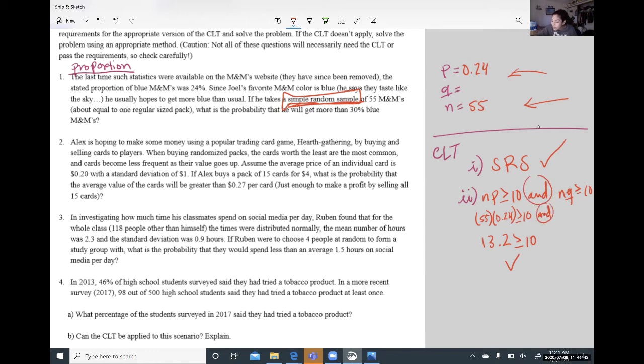And so now Q, we can calculate Q. Q is always 1 minus P, so it'll be the complement of P, which is 0.76. So 55 times 0.76 is equal to 41.8, which is greater than or equal to 10. So then the second requirement is satisfied.